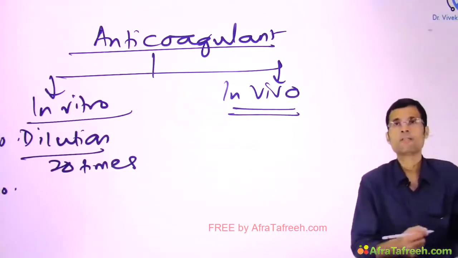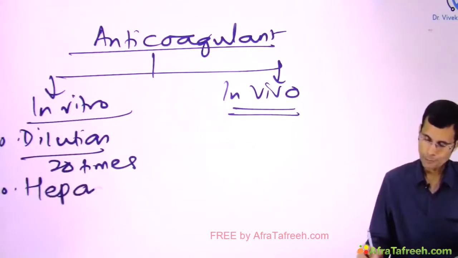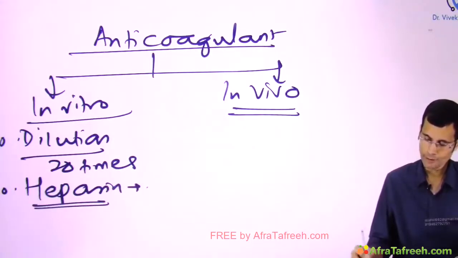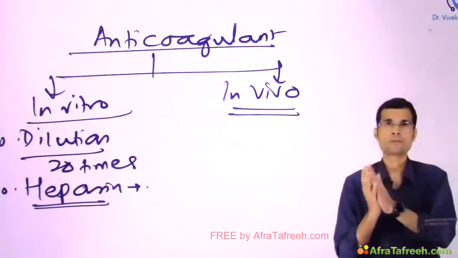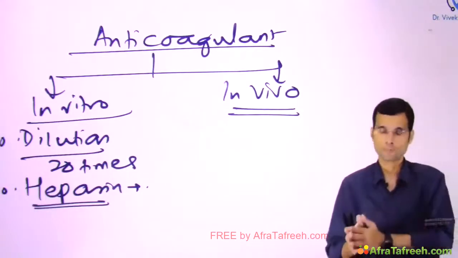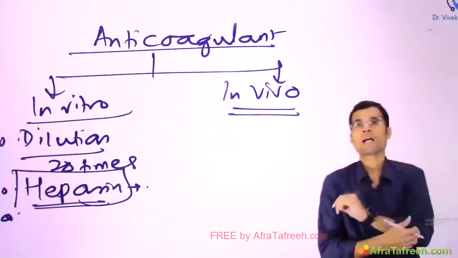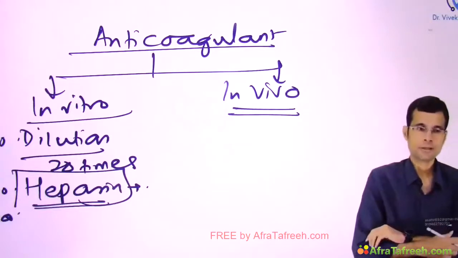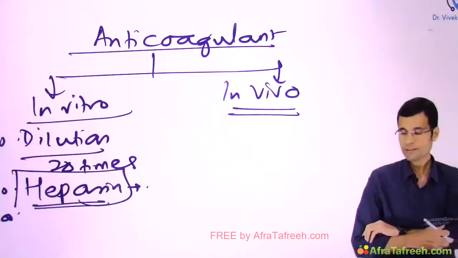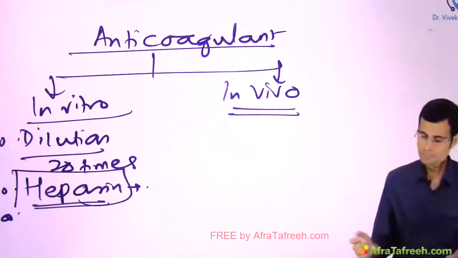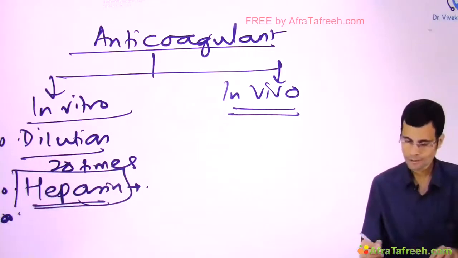The other in vitro anticoagulants: heparin can be used as an in vitro anticoagulant. Heparin can be used in vitro or in vivo. How does heparin act as an anticoagulant? Heparin, acting via antithrombin 3, prevents the clotting of blood, and that's a very important anticoagulant.